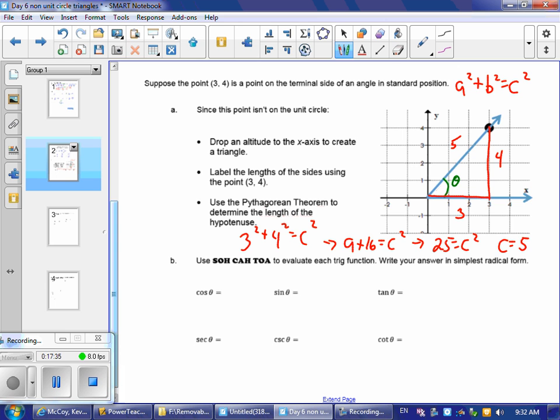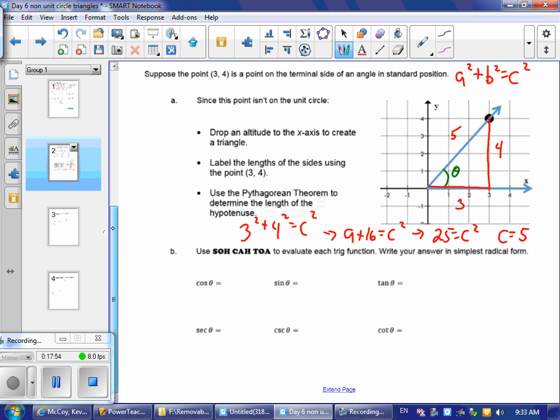Now I have all three sides of the right triangle. I can use my old SOHCAHTOA to go ahead and figure out all the values of that angle. I don't even need to know what the angle is. I can figure out all the values of the trig functions because I know the three sides of the triangle. So, cosine. Cosine was adjacent over hypotenuse. The adjacent side here is 3. The hypotenuse is 5. So cosine is 3/5.